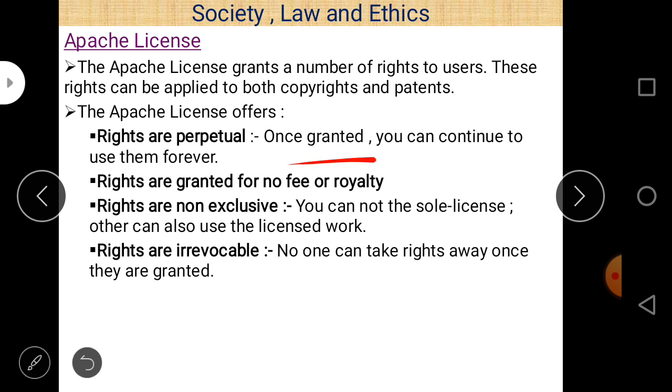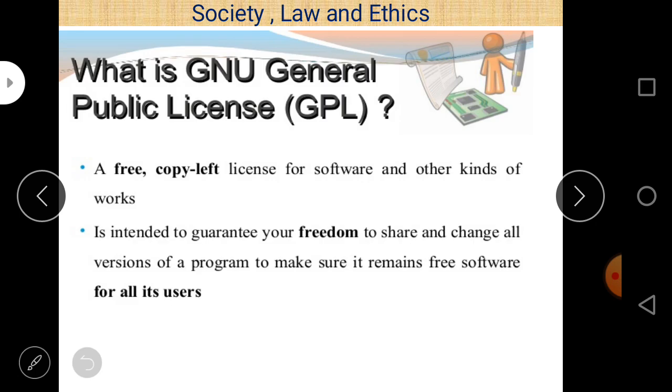So these are the three different types of license, and in our previous lecture we discussed GNU, also pronounced as GNU. So GNU General Public License, GPL and LGPL. So let us take a quick revision of GPL and LGPL. Basically, GPL is a free copyleft license for software and other kinds of works, and it is intended to guarantee your freedom to share and change all versions of a program to make sure it remains free software for all its users.